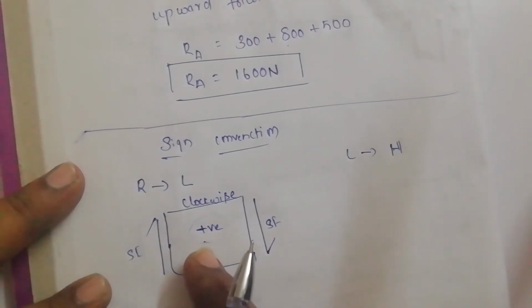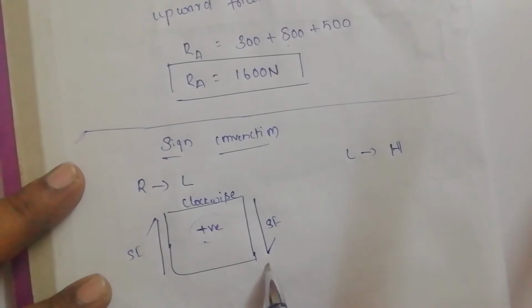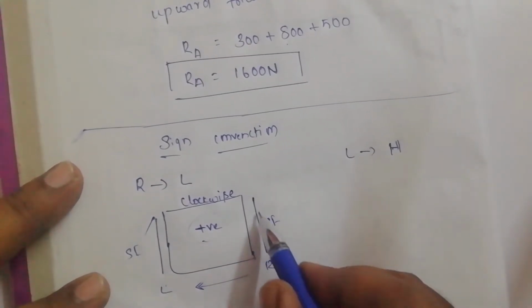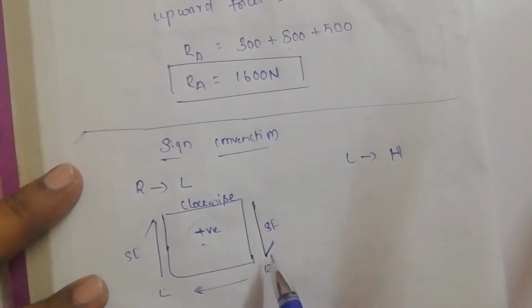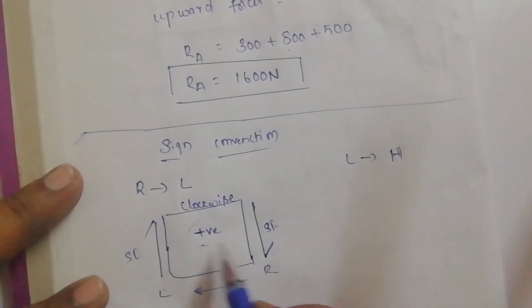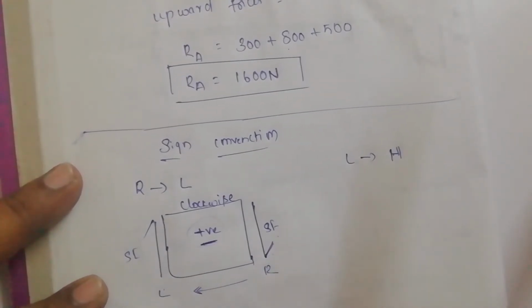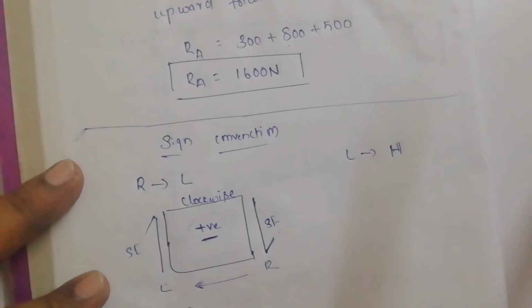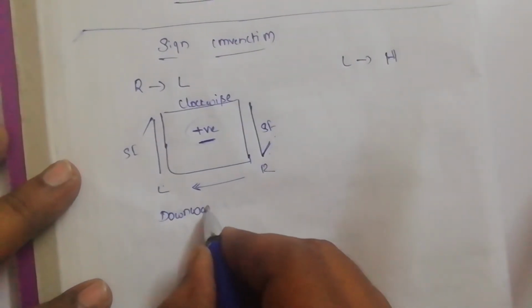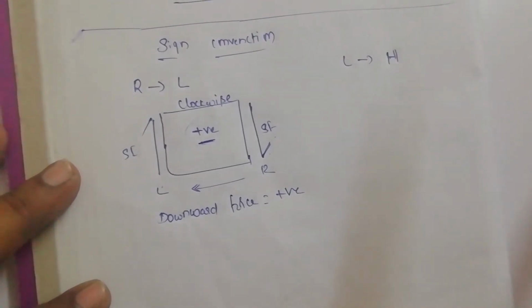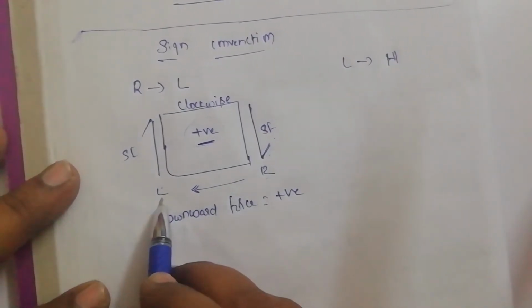For rotating this in clockwise direction, when you are trying to move from right to left, this is your right corner, this is your left corner, when you are trying to solve the problem from here to here, what is this force? This is moving downward. If you apply shear force in downward direction, then only you will get a positive, so downward shear force should be taken as positive. So I will write downward force is equal to positive. Downward force is positive when you are trying to solve from right to left.